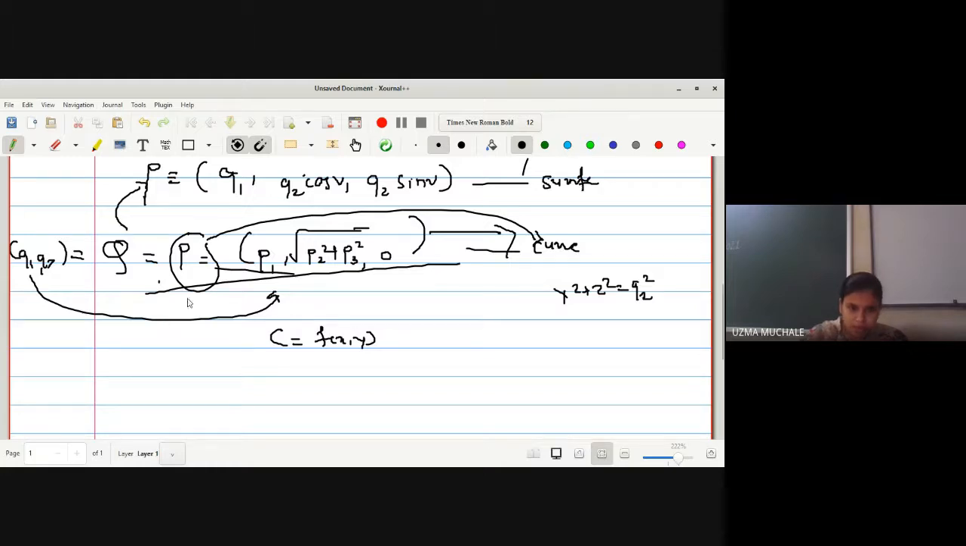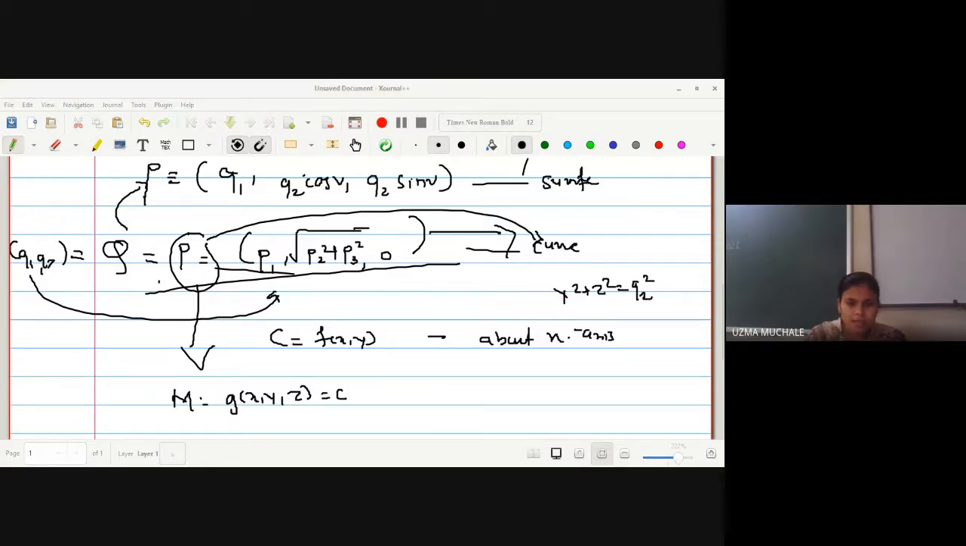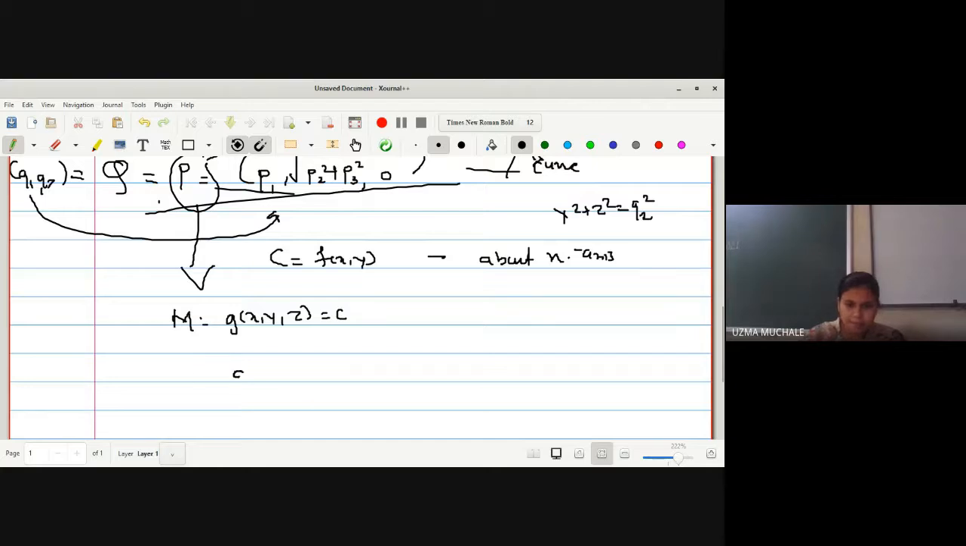So if you understood this, now I can define that if C is a curve in the xy plane which is revolved about the x-axis, then we can find the surface M as g of xyz equals some constant C. Now the surface M can be obtained. Now I can write down g of xyz as f of x as it is, and the second one we can write simply as y square plus z square, correct?